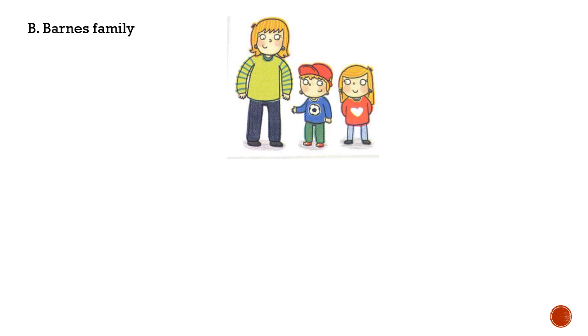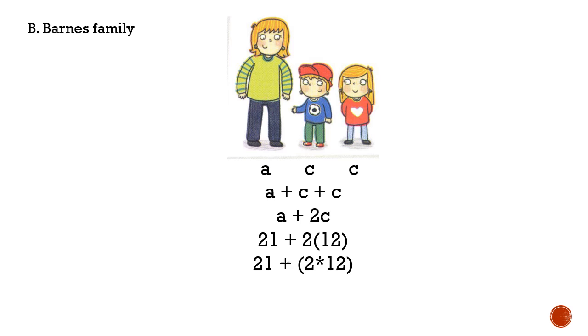For the Barnes family, we have A plus 2C. So 21 plus 2 times 12. We know that C is 12 and we know that A is 21. Without a number with the variable A, we don't need to multiply it by any number, so we just multiply it by 1, which is just equal to 21. So 21 times 1 is 21. 2 times 12 is 24. So 21 plus 24 is equal to 45 pounds.